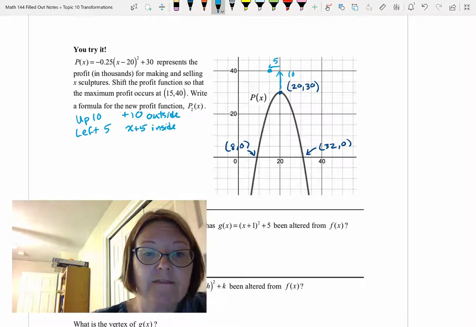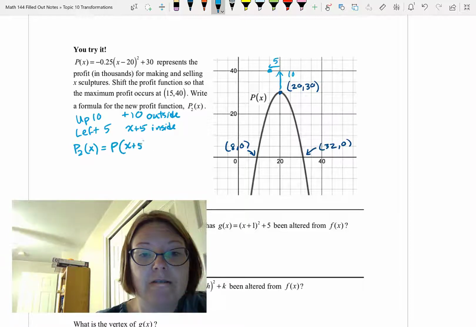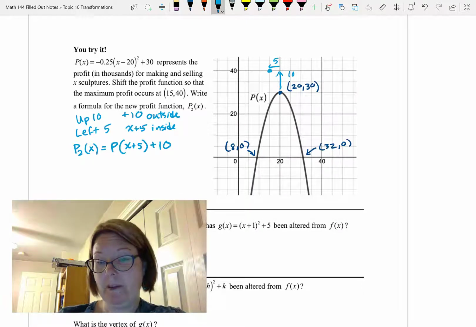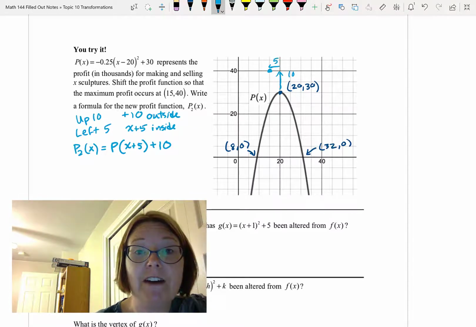So we actually need to find p sub 2 of x, which is going to be p of x plus 5, and then close that parentheses, plus 10 on the outside. That should give us the up and left that we're looking for. So let's go ahead and find that.